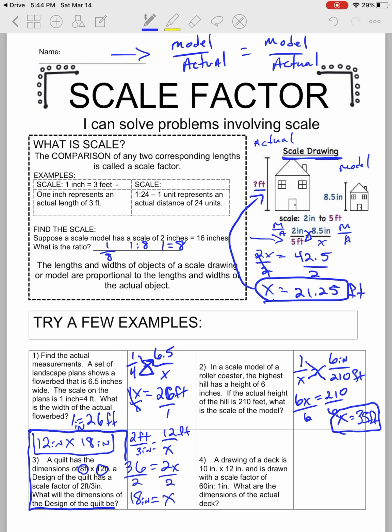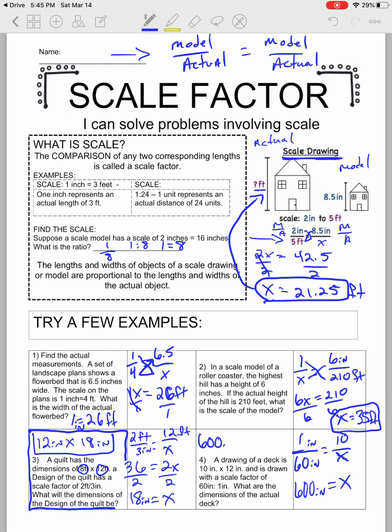Now let's look at one more. Got a drawing of a deck 10 inches by 12 inches. And it's drawn to a scale of 60 to 1. What are the dimensions of the actual deck? What I'm going to do is put this 1 over 60 as a unit rate. Now, we're trying to find the actual dimensions of the deck, right? So 1 over 60 equals 10 over x. Cross, multiply, and divide, you get x is equal to 600 inches.